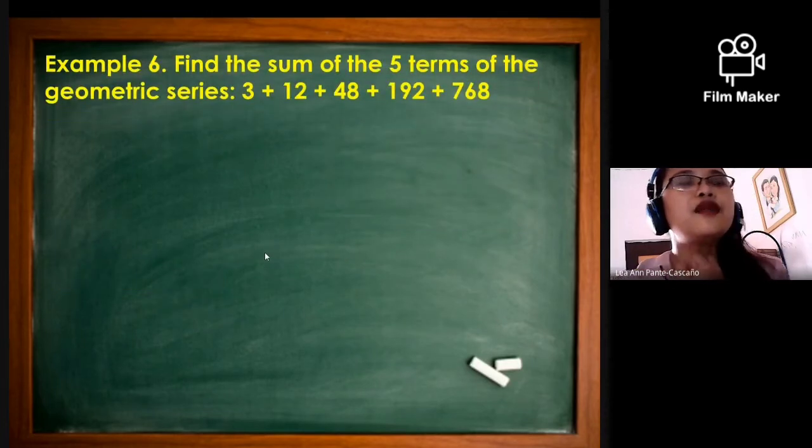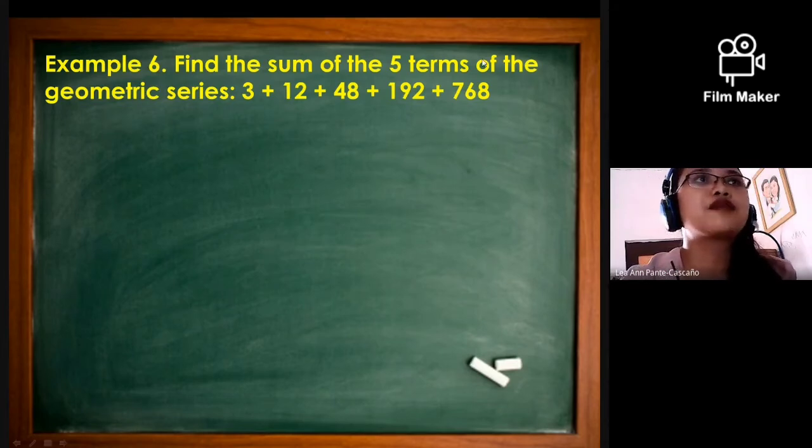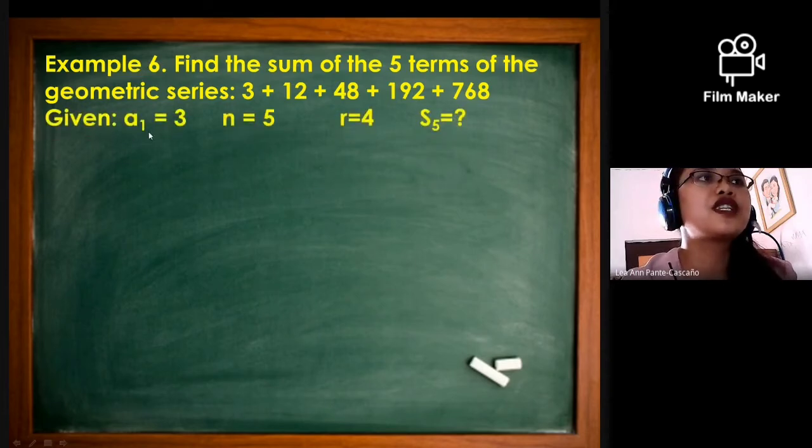Okay, find the sum of the first 5 terms of the geometric series. Meron tayong 5 terms. 1, 2, 3, 4, 5. Ibig sabihin po, meron tayong last term. So this is now the given. A sub 1 is 3, number of terms is 5, the ratio is 4.